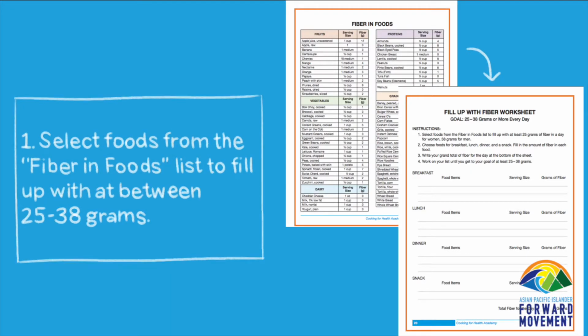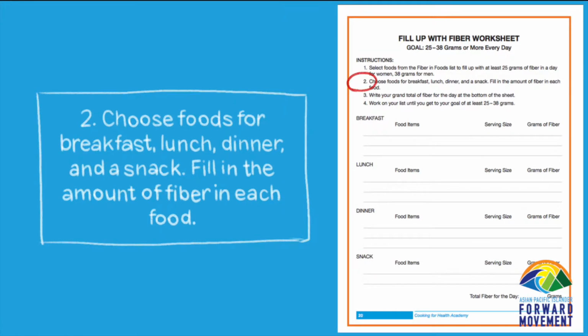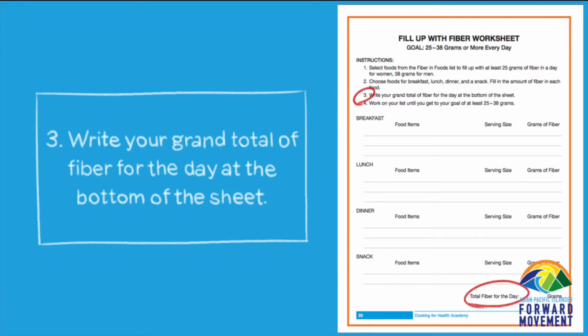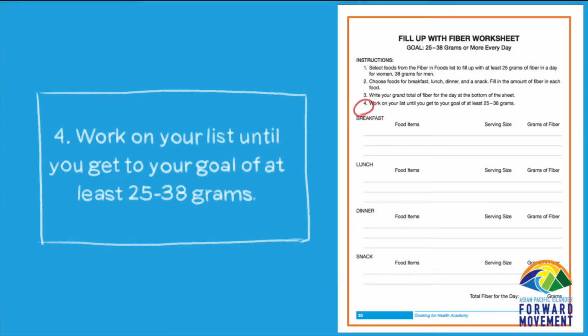First, you're going to select foods from the Fiber in Foods list to fill up your fiber worksheet with at least 25 to 38 grams of fiber. Then you're going to choose foods for breakfast, lunch, dinner, and a snack. Fill in the amount of fiber in each food. And then write your grand total of fiber for the day at the bottom of the sheet. Try to work on your list until you get your goal of at least 25 to 38 grams.